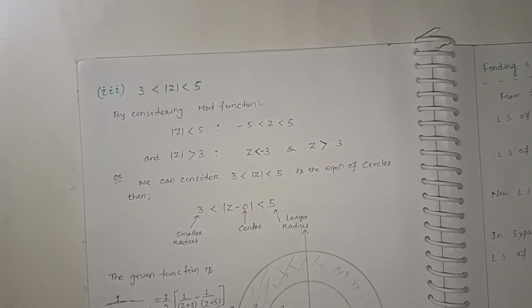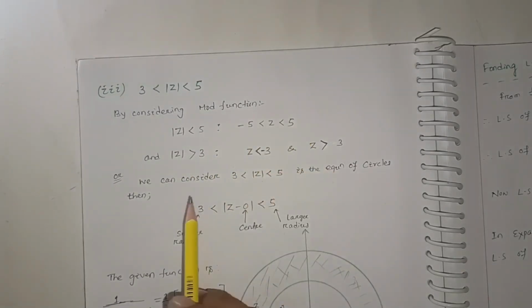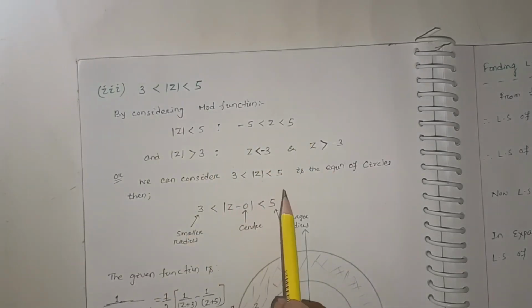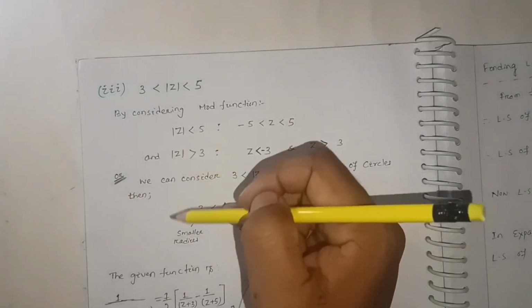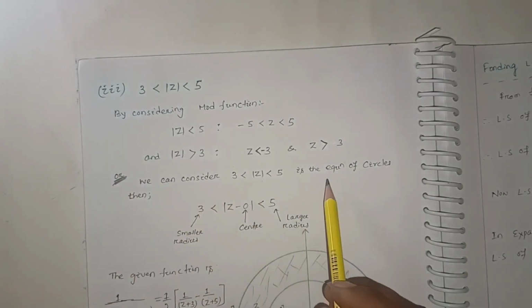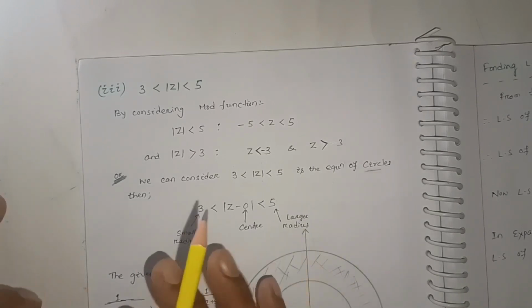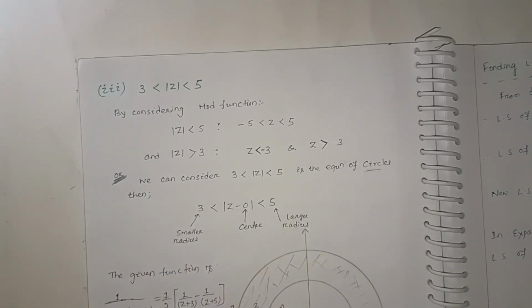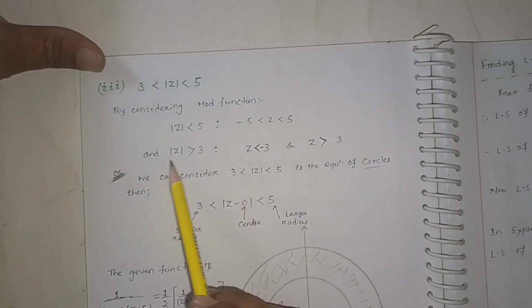For that, we can consider the mod function. As per the mod function, we can determine the region, or we can consider the circular equation method. Both methods I consider, but I always suggest that you remember how to find the region or range by the circular equation method. So here, by two methods, I determine the region or range.